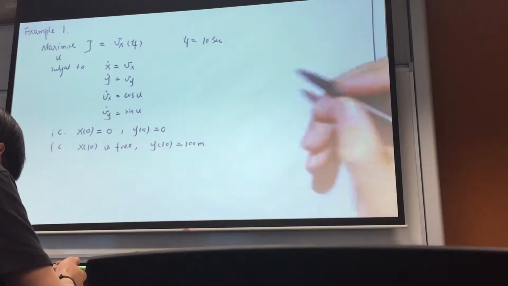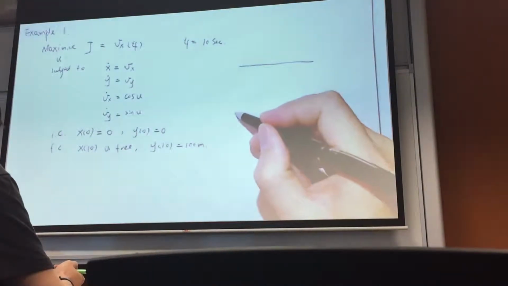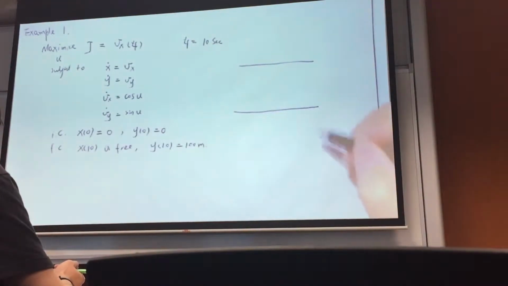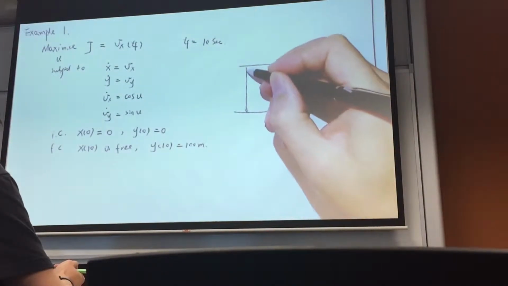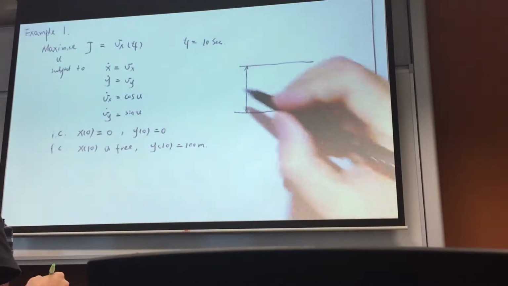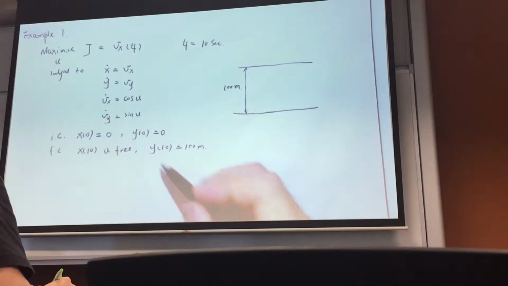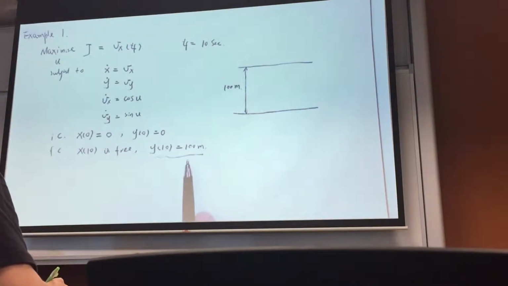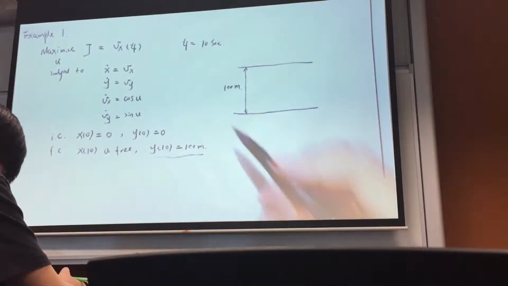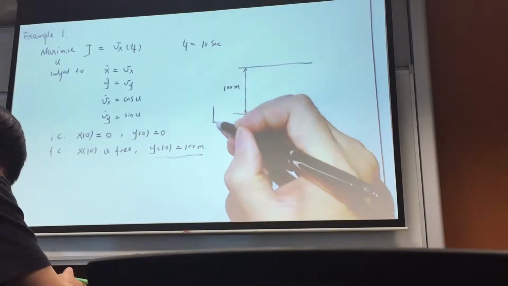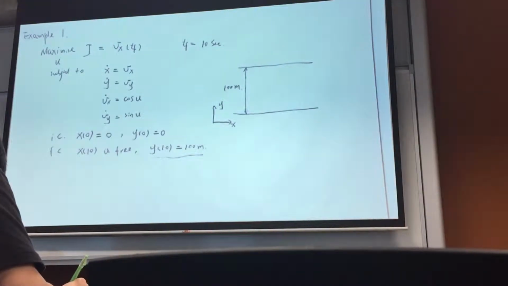So the scenario for this problem is like this. Assume we have something to cross. For example, we want to cross a river. The width of the river is 100 meters. That's why we have this final condition where the location in the y direction is 100 meters. So we define the coordinate like this. These are x, these are our y coordinate.